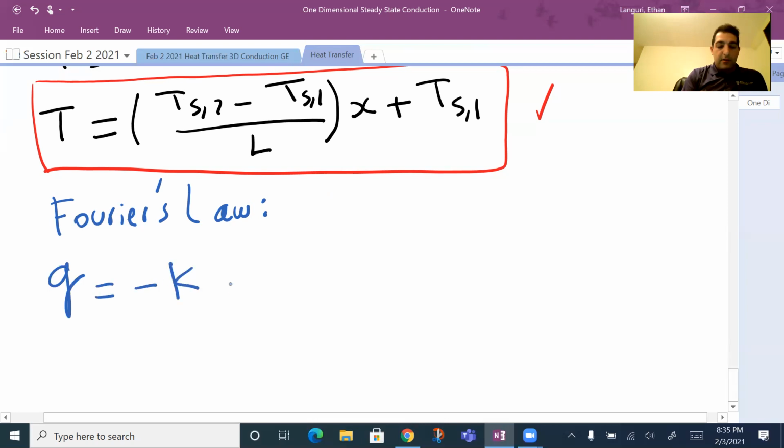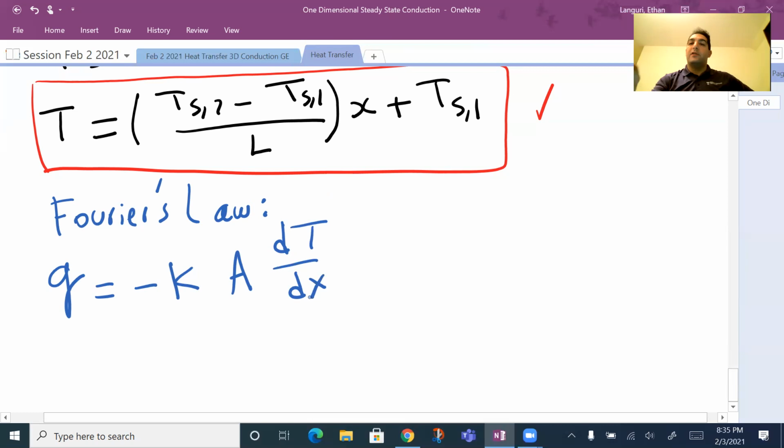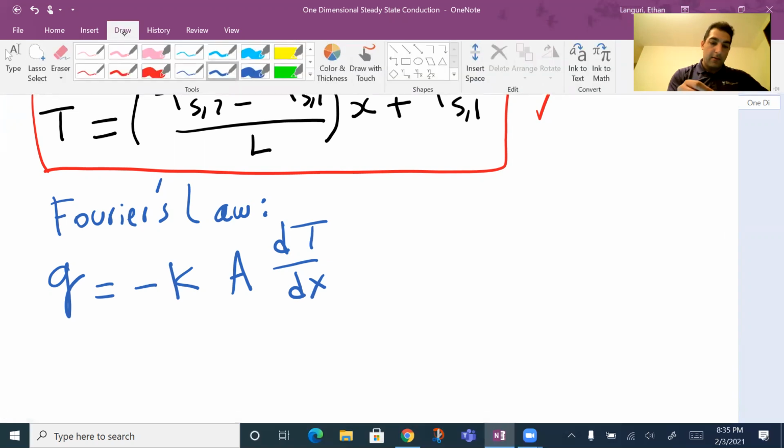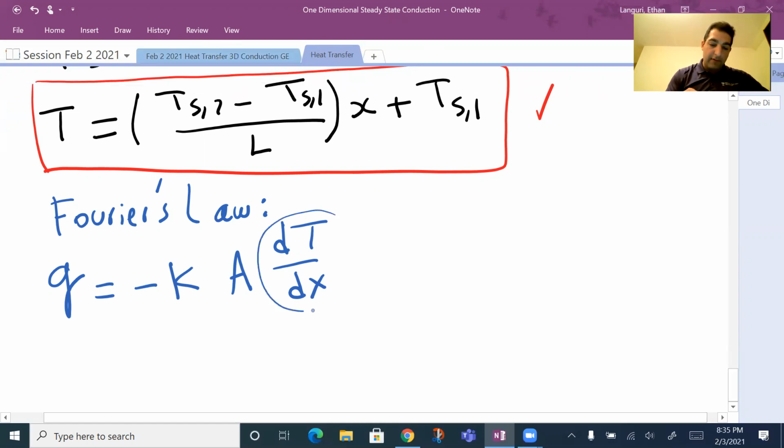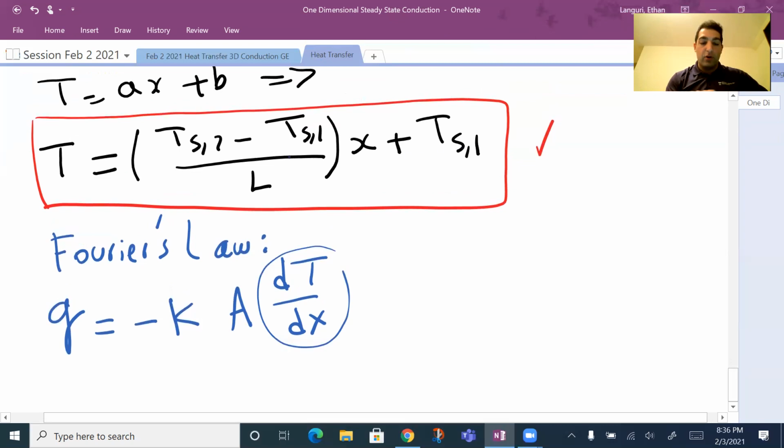Q is minus K A dT over dx, right? For a 1D, we show it with d. For multi-dimensions, 2D or 3D, we show it with del or partial derivative. But hey, in this case, it's 1D, dT over dx. Now, let's go ahead and take the derivative of temperature with respect to x. And by the way, we have our temperature equation just derived, so let's use that.